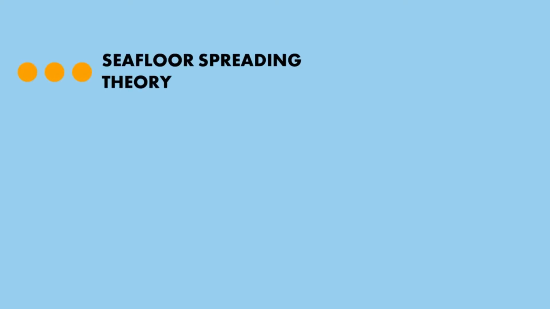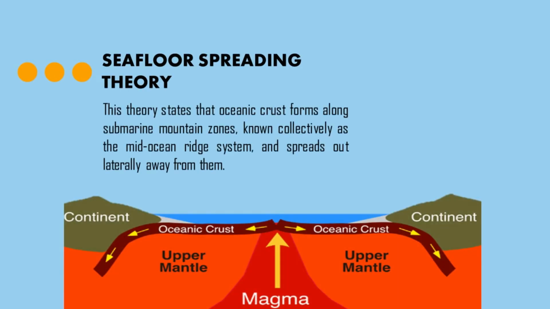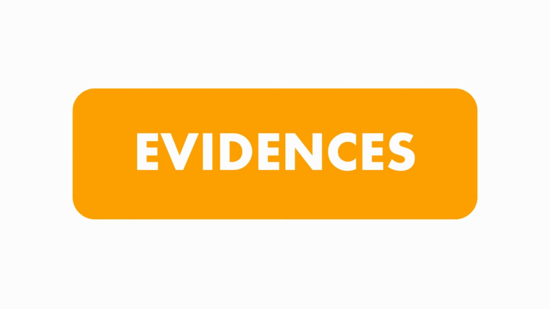Now that we're done with the continental drift theory, let's move on to the seafloor spreading theory. The seafloor spreading theory states that oceanic crust forms along submarine mountain zones, known collectively as the mid-ocean ridge system, and spreads out laterally away from them. The following evidences support the seafloor spreading theory.